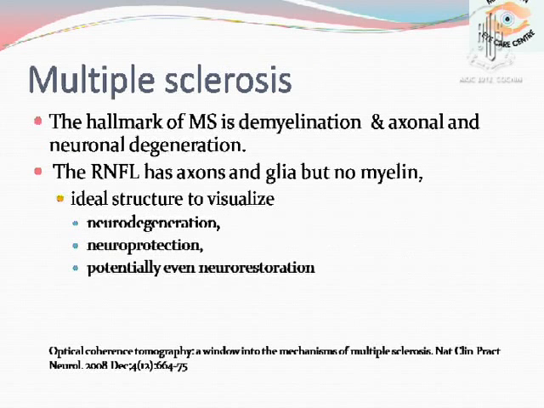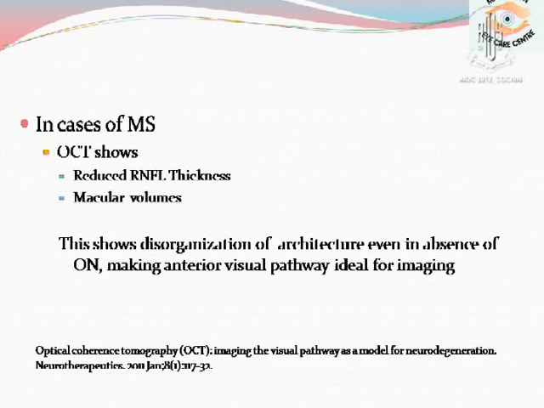Now, multiple sclerosis. There is demyelination, which is the hallmark of the disease, and axonal and neuronal degeneration. Nerve fiber layer is very unique. It has got axons and glia, but no myelin. So it's an ideal structure to visualize neurodegeneration, neuroprotection, and if there is a possibility of neurorestoration by therapy, it can also be seen. In case of MS, the OCT shows loss of nerve fiber layer thickness and loss of macular volumes, and this points towards disorganization of the optic nerve head structures even in the absence of optic neuritis, making the afferent visual pathway an ideal mode of imaging in these cases.